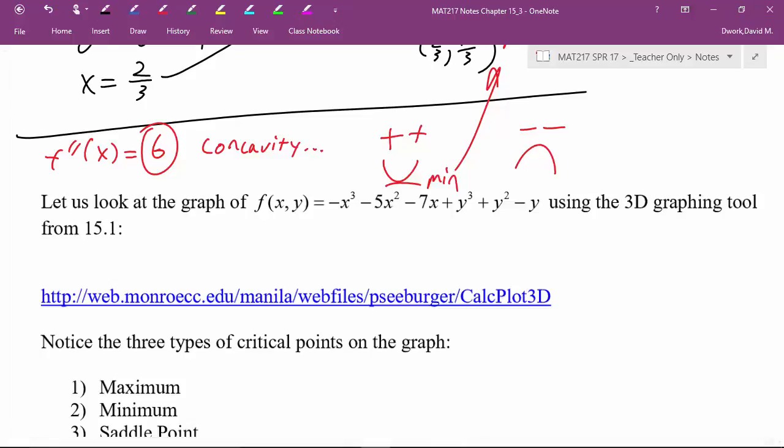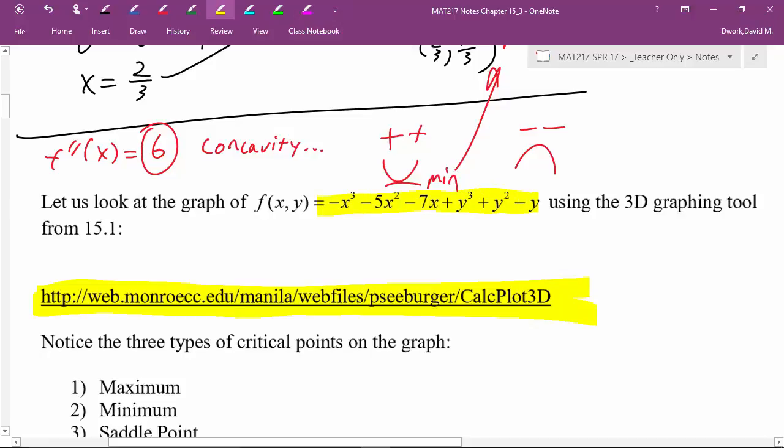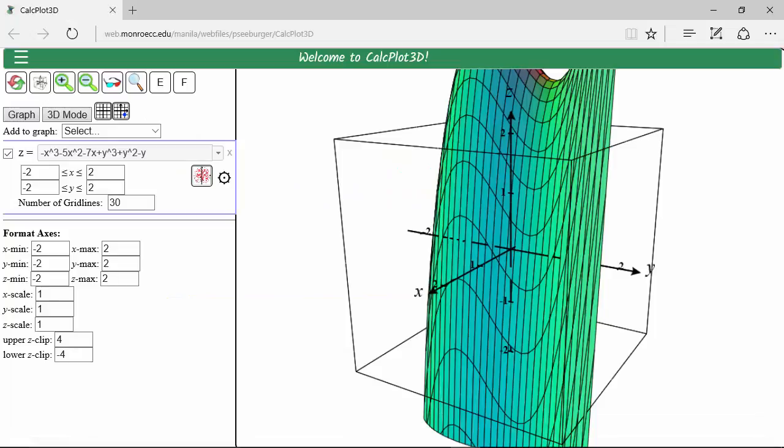Before we get started, what I want you to do is go to our website for the 3D graphing tool. I put it here again. It's from the 15.1 notes, same thing. Or you can use any 3D graphing tool. It doesn't have to be this one. But I want to graph this equation. So let's go ahead and type that in. I'm going to pause the video while I bring that up. Okay.